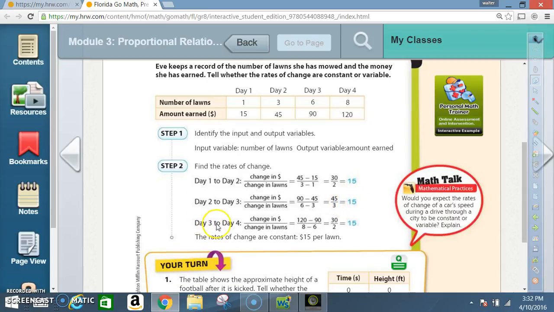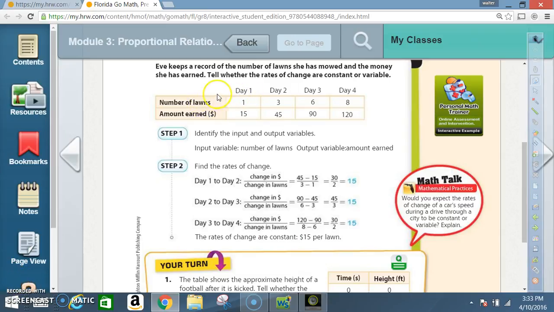Next we do day 3 to day 4. So day 4 minus day 3. That'll be 120 minus 90 for our Y value, or our dependent variable, and 8 minus 6 for our X value, also called the independent variable. So 30 divided by 2 is equal to 15. So the rates of change are constant. The rates of change are constant, $15 per lawn.